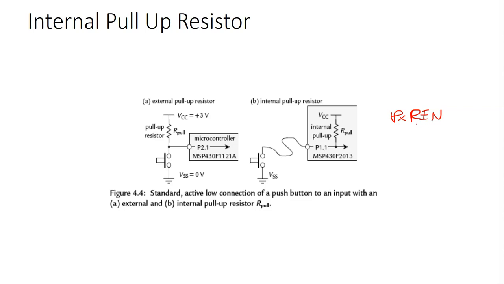Note that the REN resistor enable control register just turns on or configures the pull-up or pull-down resistor. The value set within the OUT register will actually configure whether it's a pull-up or pull-down resistor, connected to VCC or ground.